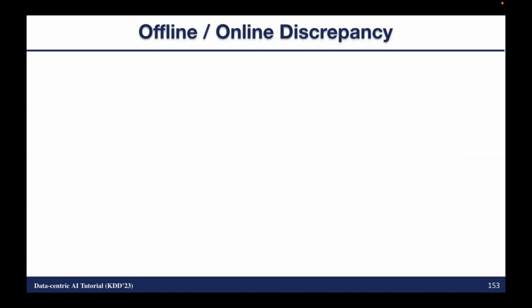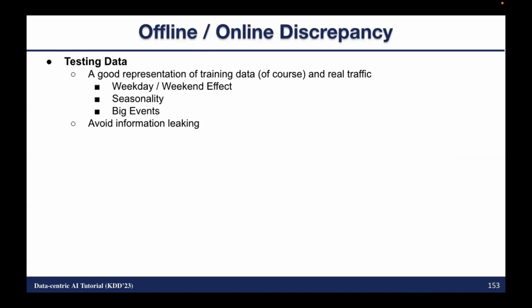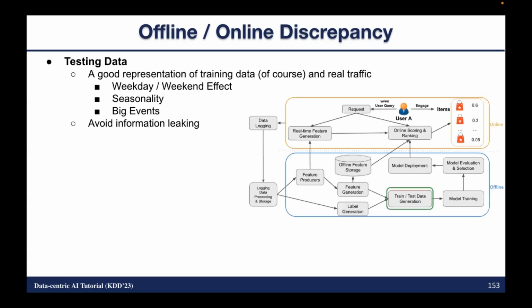Okay, now we talked about the feature, label and logging. Before we go to the technical modeling part, I just want to highlight something here. With such a data system connecting offline and online, it is very easy to get into online-offline discrepancies. An example is how to generate the testing data. The general principle is, yes, we need a good representation of the training data, to reflect the real traffic. We need to consider weekend effect, seasonality, different big events, and we want to avoid information leaking. We never want to predict the past with future information. That pretty much corresponds to here, right?